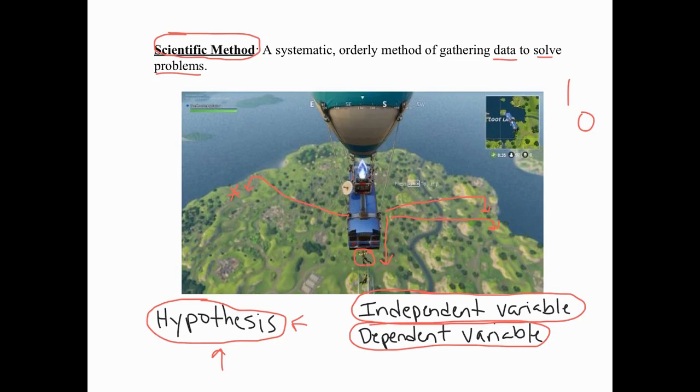So the scientific method is really just a way to test your hypothesis. Is it true? Is it true that flying as far away from the bus is actually better than just diving straight down? And in this case, how far away from the bus you fly, that's my independent variable. And how well you do, how many wins you get, that would be called the dependent variable.